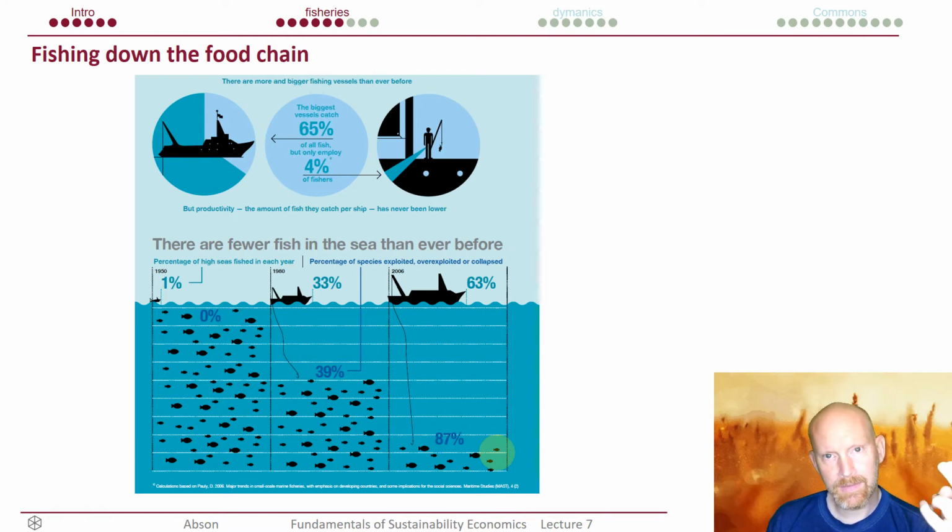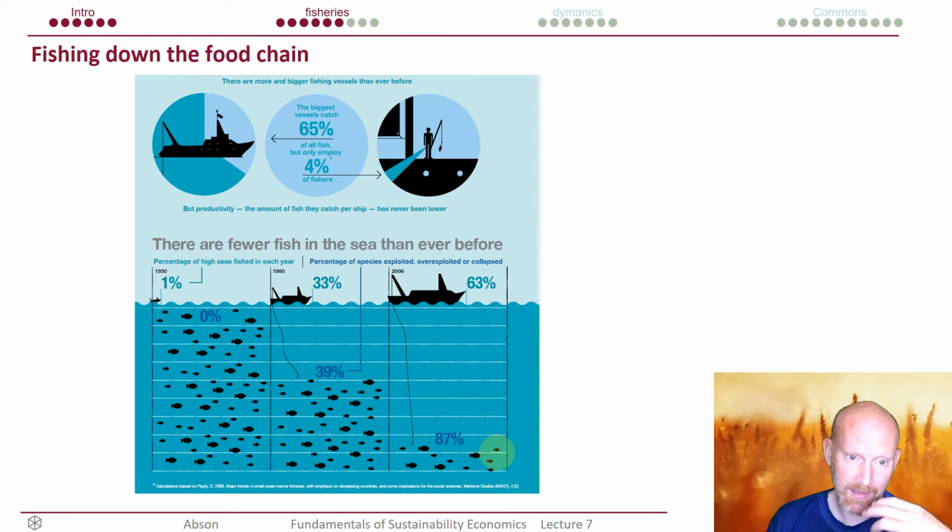And then in terms of employment, technology means that now you have bigger and bigger ships catching more and more of the fish, but employing fewer and fewer people. So the productivity increases, but the employment doesn't increase. And we'll come to that issue later in the semester when we start to talk about things like technological unemployment and steady state economics.